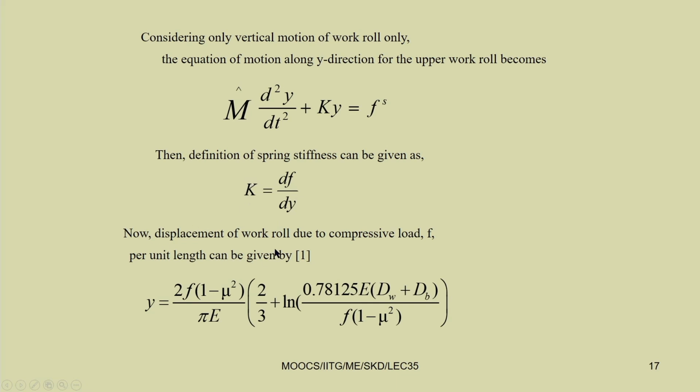Now, the displacement of the work roll due to compressive load F per unit length can be given by, from this work. Initially we have seen y can be written as 2F(1 minus mu square) by pi E into 2 by 3 ln plus 2 by 3 ln, 0.78125 E dW plus dB by F into 1 minus mu square.